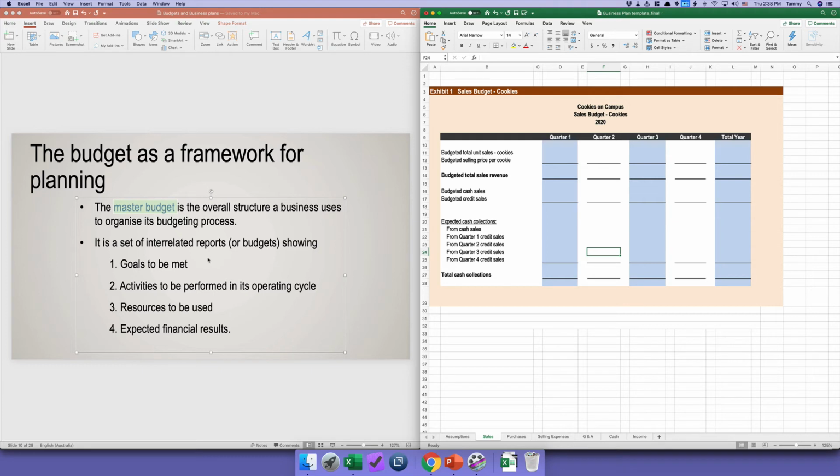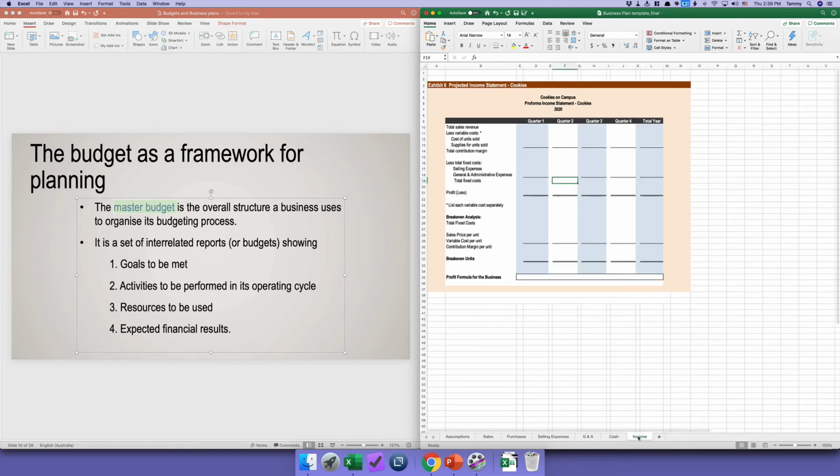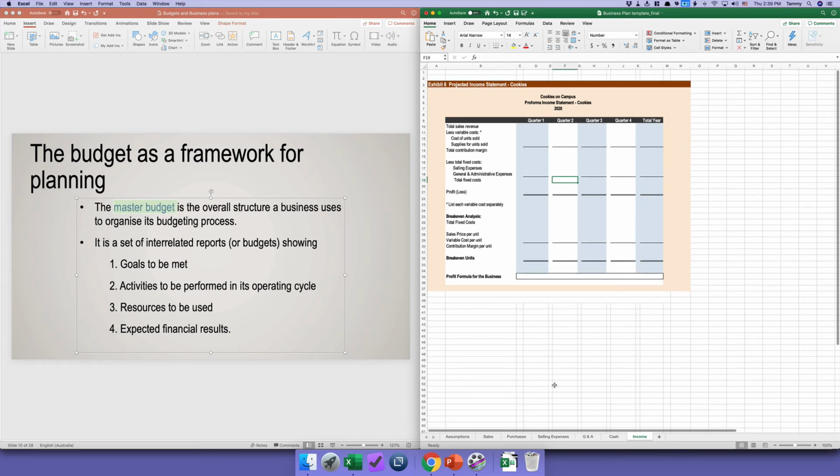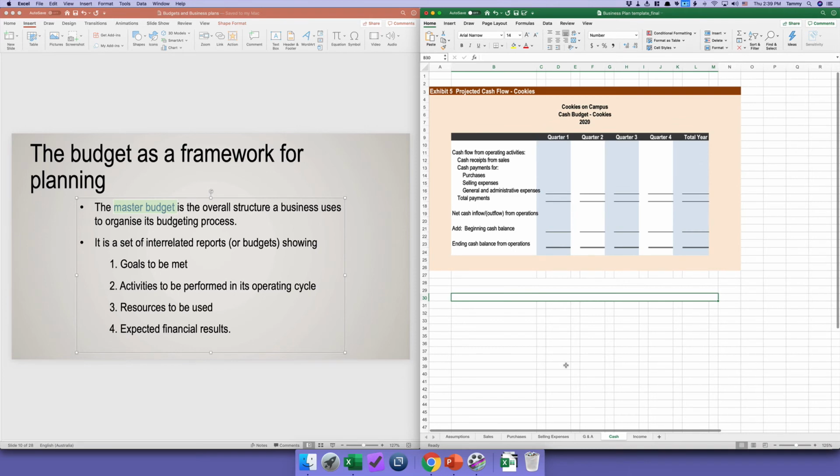So the budget is a set of interrelated reports showing what your goals are, what you need to do to meet those goals, what are the activities that you're going to be doing, and what resources you need, and then that shows your actual financial results. So over here, one of the last 2 pages that we have in our budget spreadsheet that you're going to be working on are actually a budgeted pro forma. It's called a forward-looking income statement and a forward-looking cash budget.